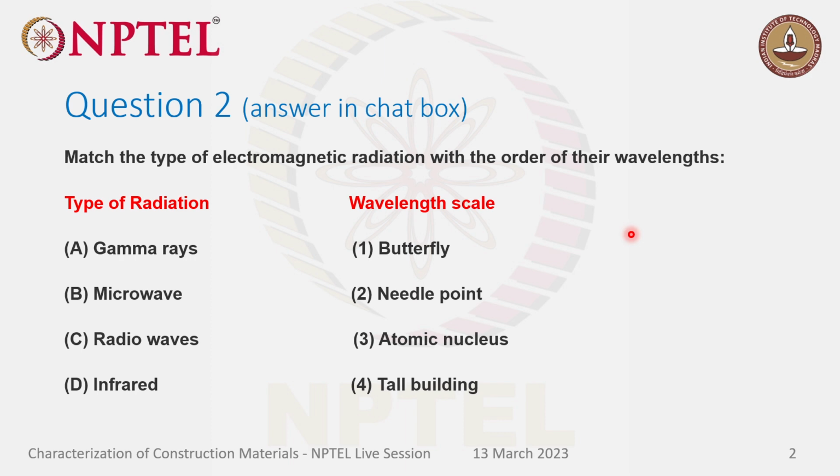So here some of the types of radiations are given: gamma ray, microwaves, radio waves, and the infrared wave. In this case, you have to match the wavelength range with the wavelength scale. What is the size of the gamma rays? How can we match which of the following objects can be matched with that type of radiation? That is the question.